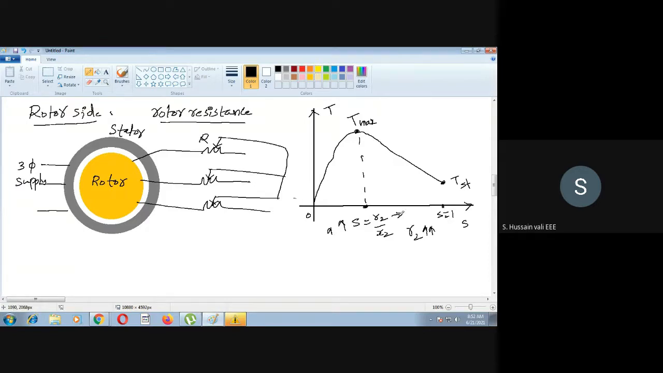It increases in the sense that, on the slip axis, this is the increasing side. So this point which is here will move towards the right side. It moves because S is equal to R2 by X2 and you are increasing R2 by adding extra resistance. The numerator increases, so the entire slip will increase. So this point will shift towards the right side, and the maximum torque will now come here when you increase the resistance. So I will just join this.